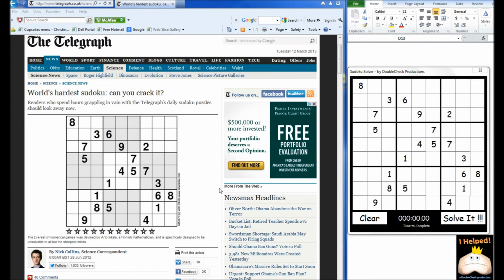Okay, this particular puzzle is considered the world's hardest, and it was put together by Arto Inkala, a Finnish mathematician. So apparently he also did another one some time back that he referred to as AI Escargot, which was his first attempt at making a difficult Sudoku problem.